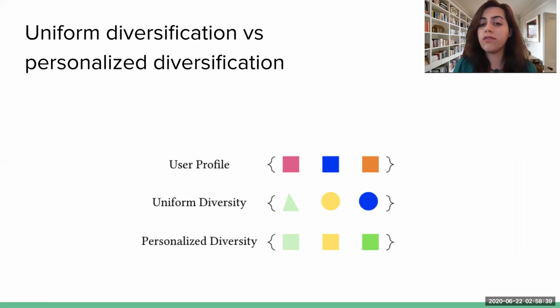In the second line, when we deliver recommendations while increasing the uniform diversity, we disregard this information and diversify the list based on both shapes and colors. Whereas recommending items with personalized diversification makes use of this information and only diversifies the list across colors, but keeps the shapes the same.